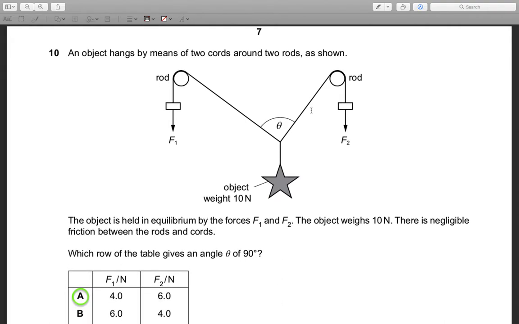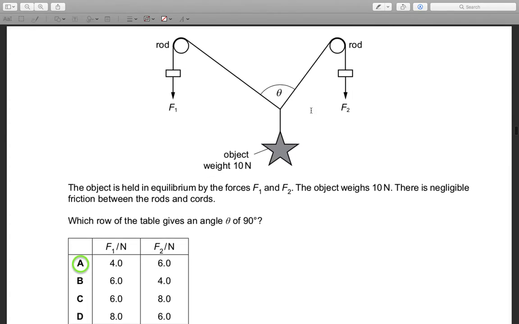Number 10. An object hangs by means of cords around rods as shown. On rod 1 we have F1 and on rod 2 we have F2, and the object has weight 10 Newton. The object is held in equilibrium by the forces F1 and F2. The object weighs 10 Newton. There is negligible friction between the rods and the cords. Which row of the table is given for the angle theta of 90 degrees? This is a right angle.